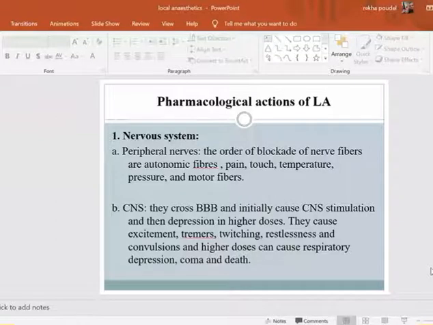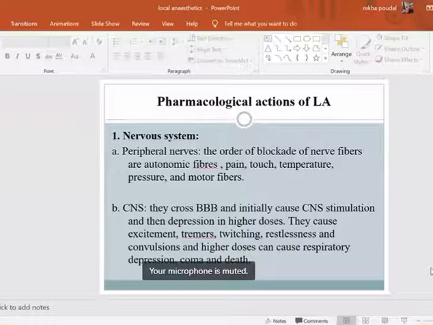the blood-brain barrier, in the initial stage they can cause CNS stimulation, followed by CNS depression when given in higher doses. Due to CNS stimulation, they may cause excitement, tremors, twitching, restlessness, and convulsions. And when given in a higher dose, it can cause respiratory depression, it may lead to coma, and finally there may be death of the patient. So it should not be given at a higher dose because it may cause respiratory depression and sudden cardiac arrest also.